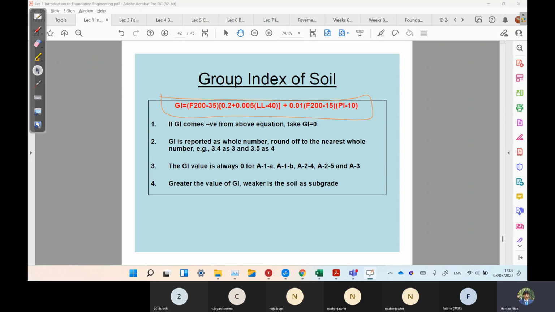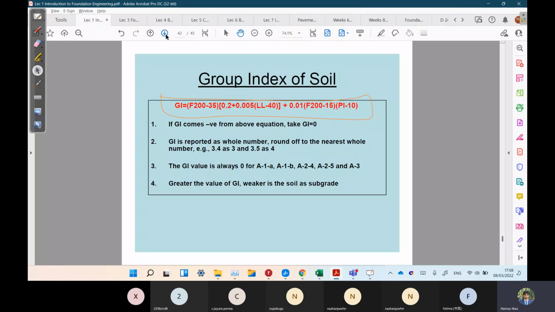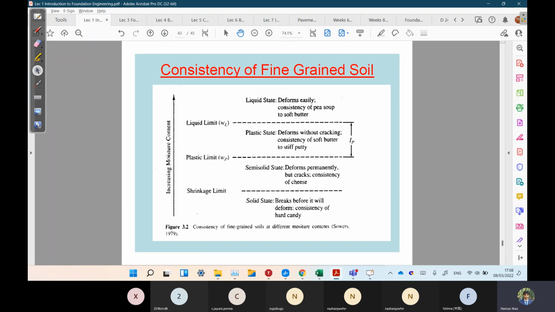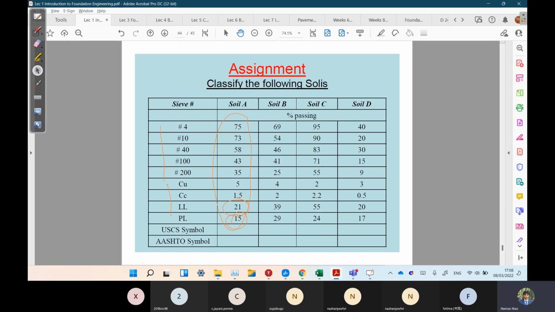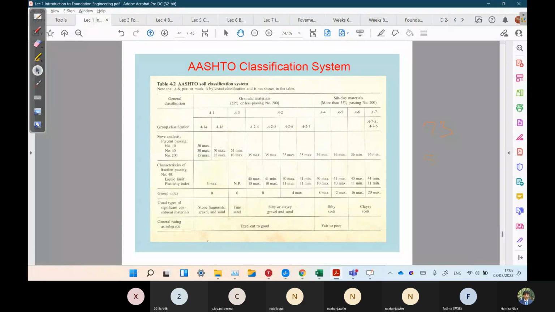All right. So after group index, move to this chart. If we write what our values for H2 were, we require three values. We need to know the value passing number 10 sieve, that is 73, number 40 sieve, that is 58, and number 200, that is 35. So 73, 58, 35. Number 10 was 73, number 40 was 58, and number 200 was 35%.